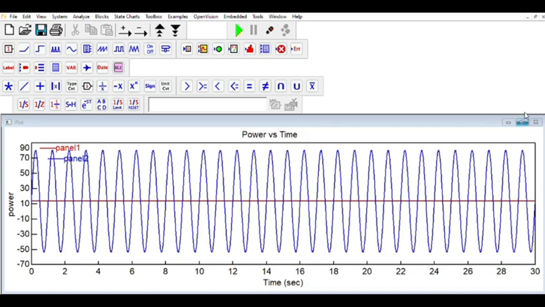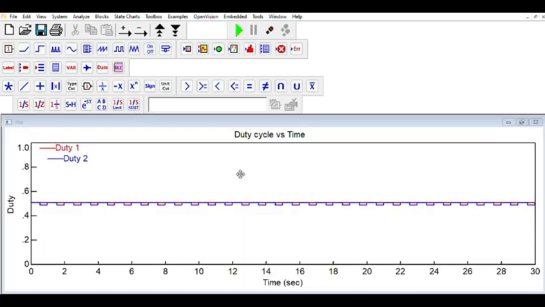If we come to the duty cycle versus time graph, red line indicates panel 1 and blue line indicates panel 2 duty. Because of the manual irradiance, similarly to the power, duty is also constant for panel 1. And for panel 2, it is a small sort of square waves because of automatic irradiance.